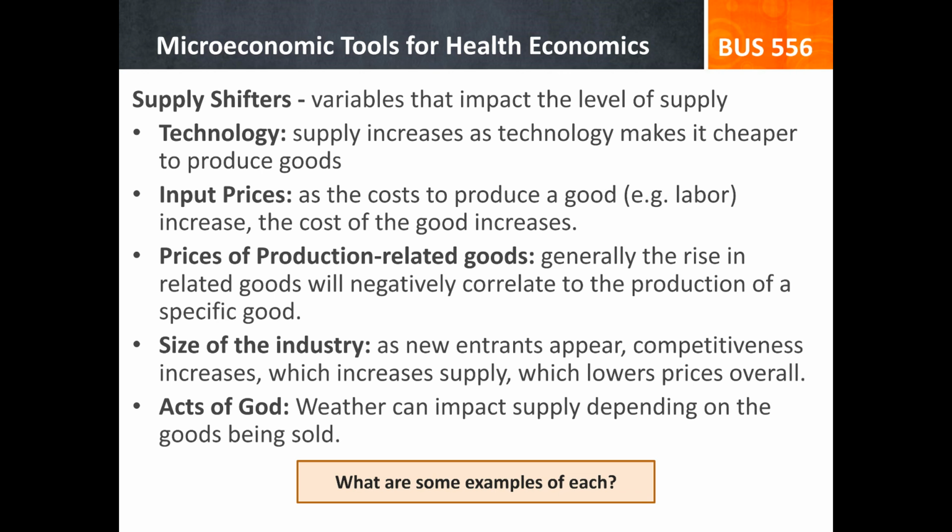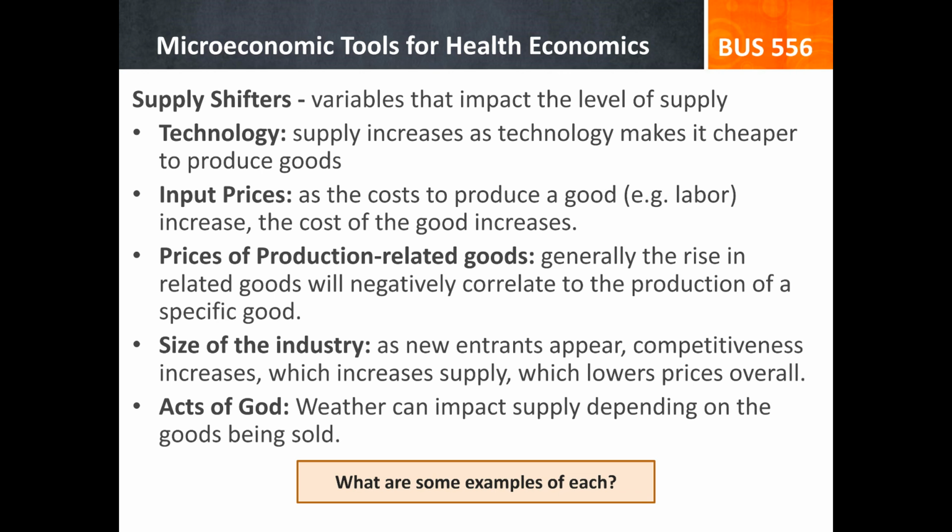Prices of production-related goods. Generally, the rise in related goods will negatively correlate to the production of a specific good. This just speaks to if you're a dentist, all of the supplies you need to be a dentist, if they increase, then you're going to charge more money for your visit. The size of the industry, we just looked at that in the previous example. As new entrants appear, competitiveness increases, which increases supply. So when you increase supply, you lower price. That's exactly the example I showed on a previous slide, where a new coffee competitor came in and that decreased the price overall for the supply of beans.